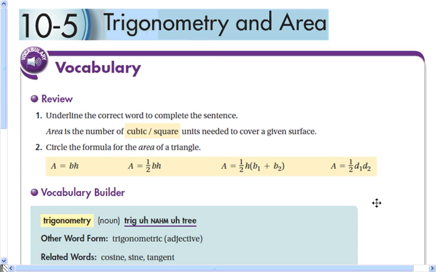Hey students, this is lesson 10.5, trigonometry and area, and we're going to learn how to find areas of regular polygons and triangles using some trig. Go ahead and do this review. You can check back for your answers.